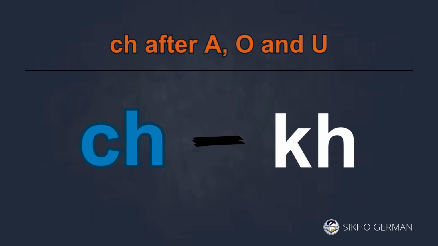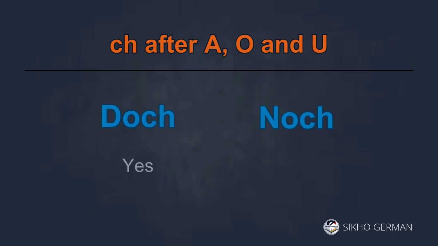Now, let's learn about the CH sound. When you have CH after the vowels A, O, or U, it makes a sound like KH, a harsh sound from the back of your throat. It's kind of like you're trying to clear your throat. Think kh. Doch, which means yes, used differently than ja, has CH after O, so it's doch with that KH sound. And noch, meaning still, also has CH after O, so it's noch. Try it. Doch, noch. Repeat after me. Really emphasize that KH sound from your throat.